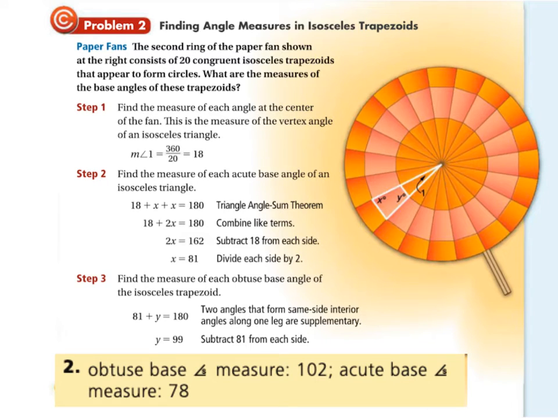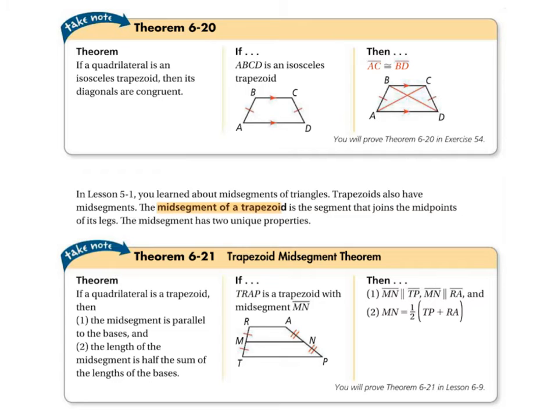So here's some features of a trapezoid. If it's an isosceles trapezoid, we're going to get diagonals that are congruent. You can imagine that, just like a rectangle, this is symmetrical about this line, right? And so you're going to get those diagonals congruent, okay?